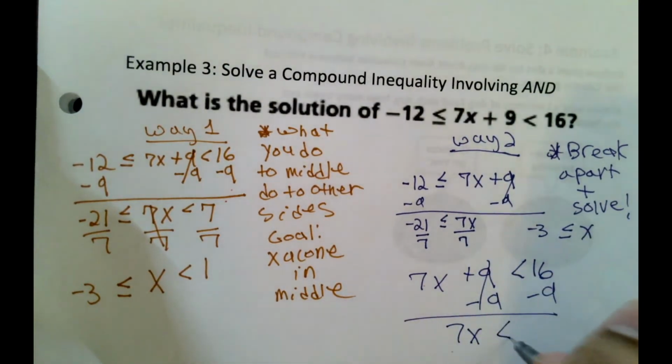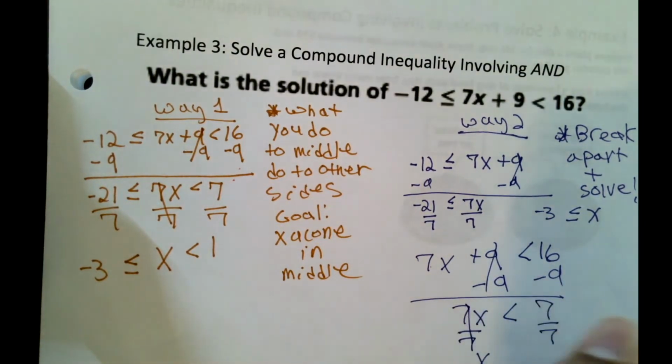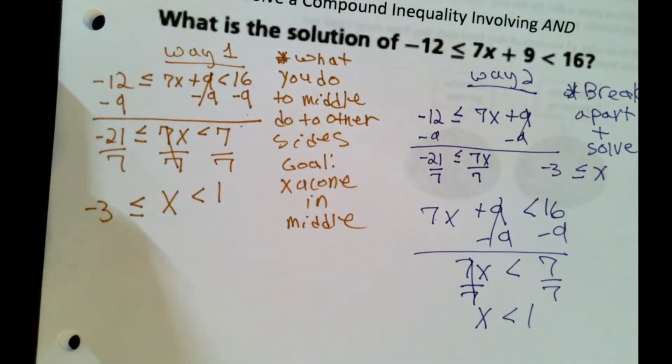So no matter which way you do it, you're going to get the same answer. You still got to be bigger than negative 3 and less than 1. I recommend doing it the way it's given. If it's given to you written like this, then do it. If it's given to you with the word and, break it apart and solve.